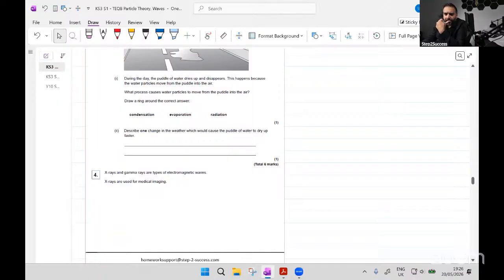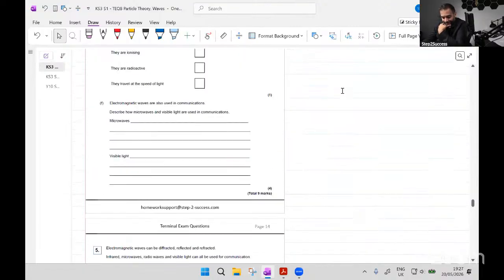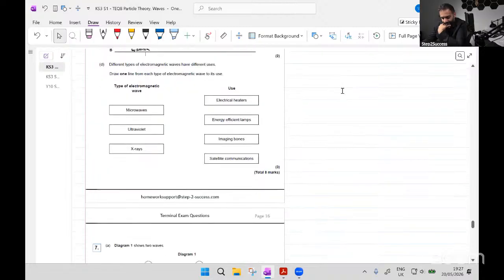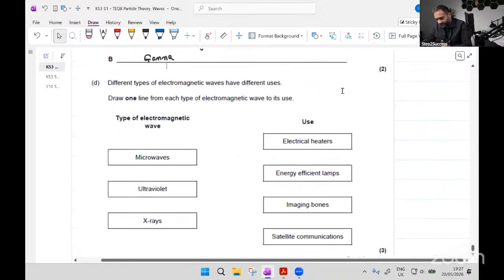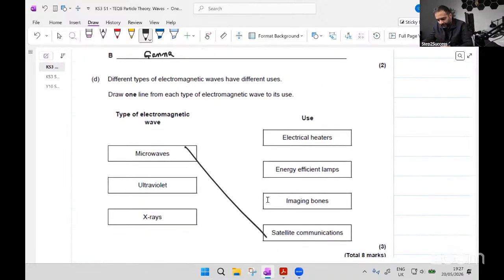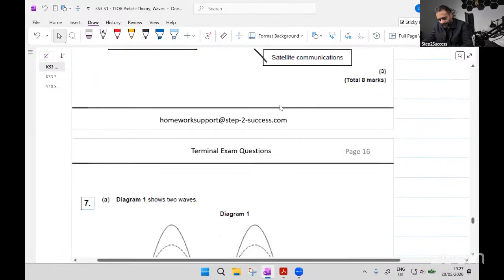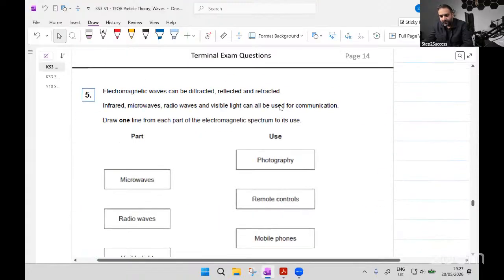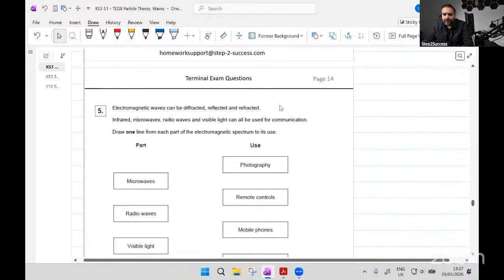So, one, five, six, and seven. Okay, so six. The uses of these: microwaves are used in satellite communication. Ultraviolet will be used in energy efficient lamps. X-rays, obviously, for bones. All right, and then five, and then I'll move on. I'll see if anybody has any more questions on booklet one, but I don't think there are.